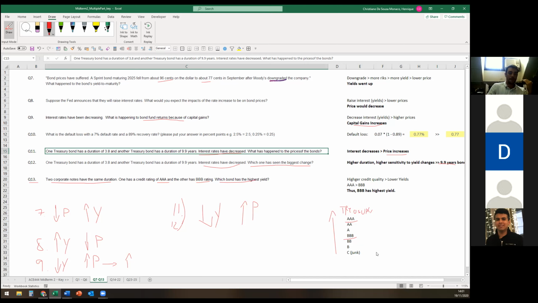So remember, as you move up on the credit quality, you should require less to invest in that bond, right? So yields are lower. As you move down credit quality, you're talking about junk bonds, you should require a greater return to invest in those. So that's this inverse relationship. And therefore, BBB is going to have the highest yield in comparing those, okay?